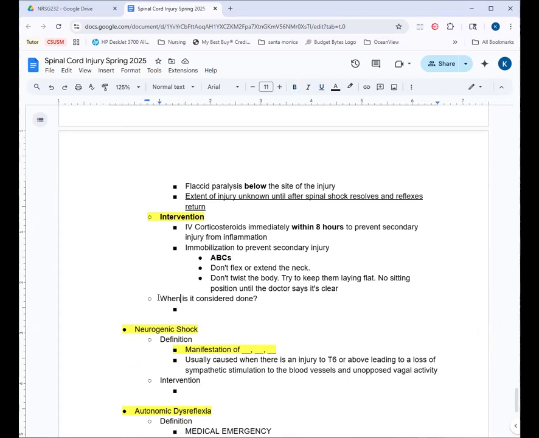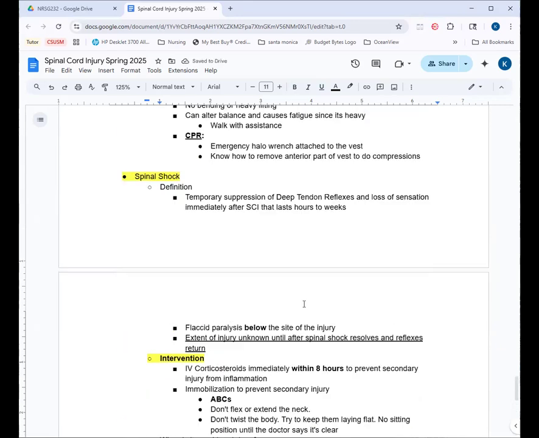I like how he put this question. What is it considered done? And it's literally right here. We love that. So, how you know spinal shock has been complete is when your deep tendon reflexes have returned. So that one's not too bad.